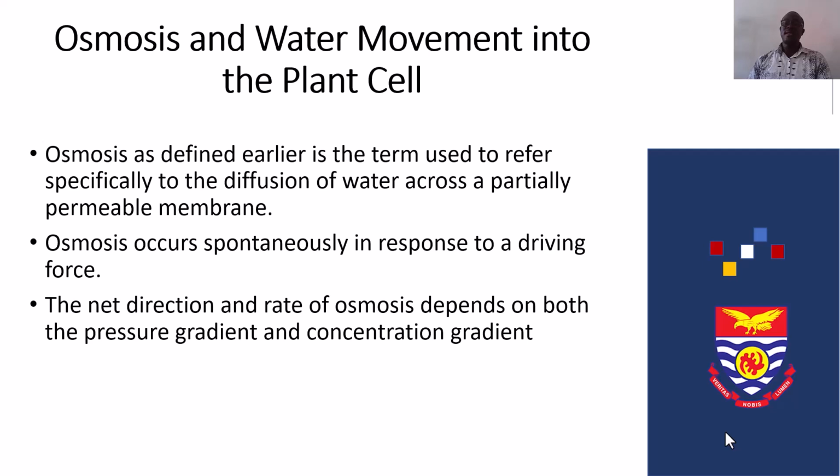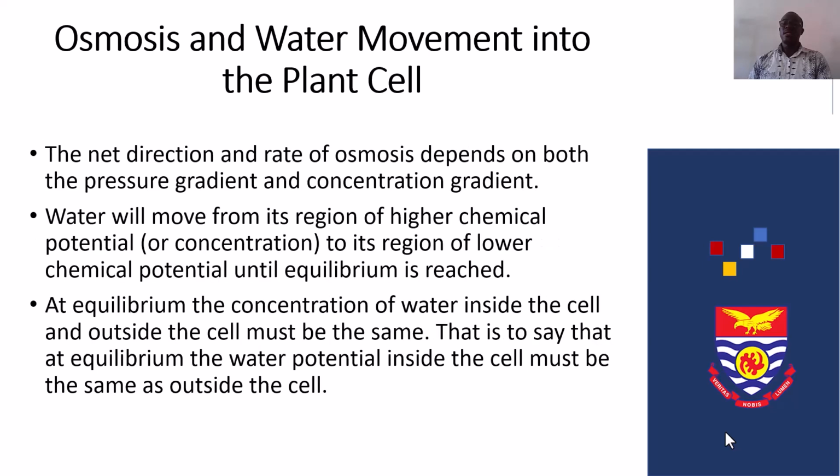Osmosis, as defined earlier, is the term used to refer specifically to the diffusion of water across a partially permeable membrane. Osmosis occurs spontaneously in response to a driving force. The net direction and rate of osmosis depends on both the pressure gradient and concentration gradient.